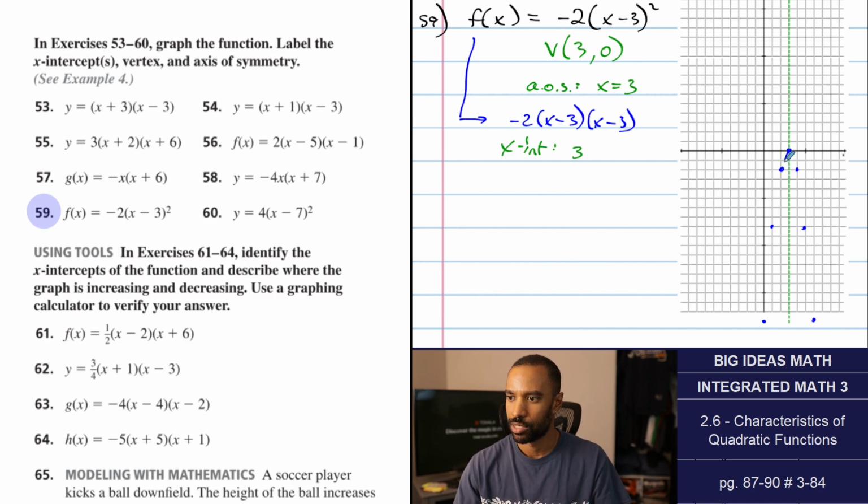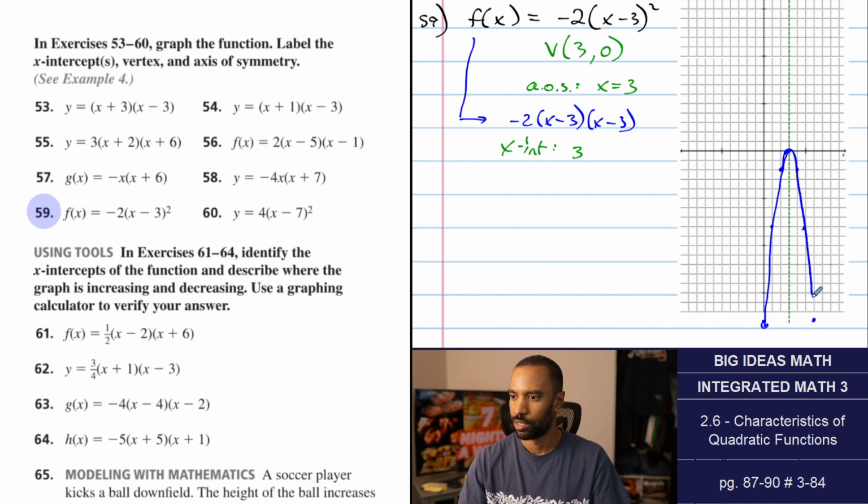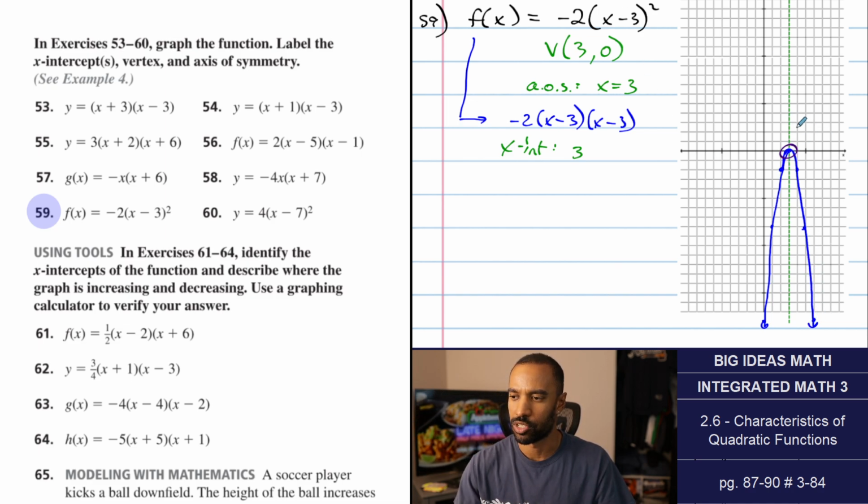So this graph will look like that there. Curve up and through and to and back down. And we label. And then we'll move on to our last problem of this bit. This is both the vertex and the x-intercept, the one x-intercept, and this is your axis of symmetry.